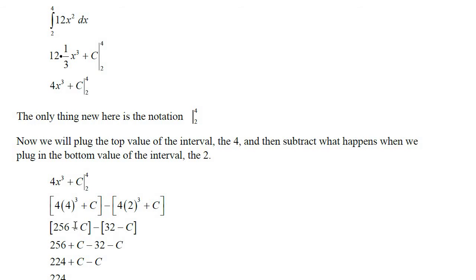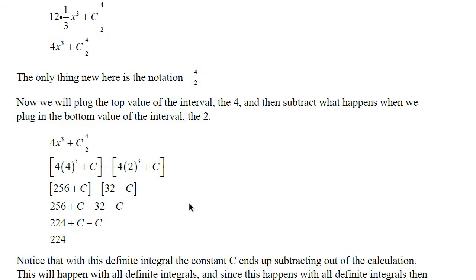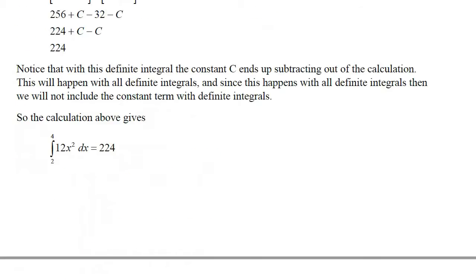So 4 to the 3rd power is 64. 64 times 4 is 256. And then 2 cubed is 8. 8 times 4 is 32. So now I have 256 plus my constant minus 32 minus my constant. And then 256 minus 32 gives me 224. And notice what happens to these constants.